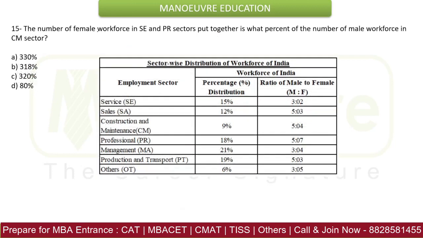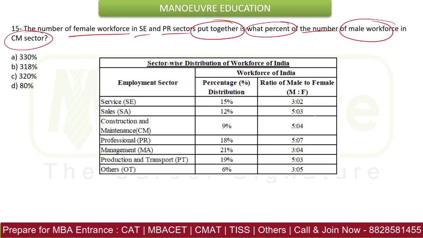The next one: number of female workforce in SE and PR sectors put together is what percent of the number of male workforce in CM sector? Okay, female workforce first we have to find here. Female workforce in SE, that is service sector: 2 by 5 into 15, that will be 6%. And in PR sector, that is professional sector, female workforce will be 7 by 12 into 18%, that will be 10.5%.